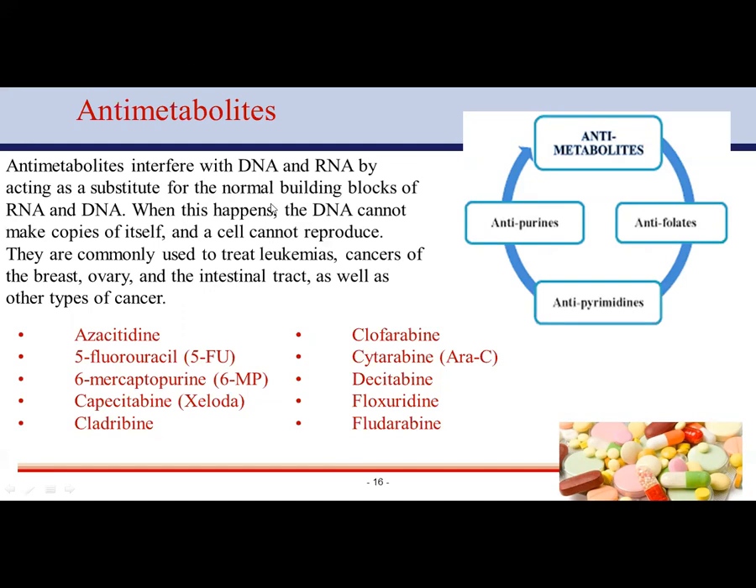Metabolites interfere with DNA and RNA by acting as substitutes for the normal building blocks of RNA and DNA. When this happens, the DNA cannot make copies of itself and the cell cannot reproduce. They are commonly used to treat leukemias, cancers of the breast, ovary, and intestinal tract, as well as other types of cancer.